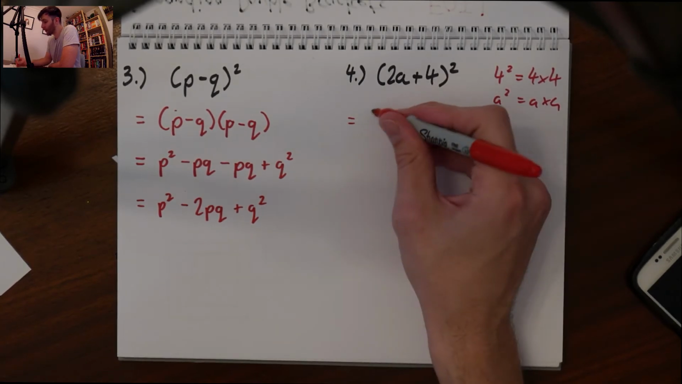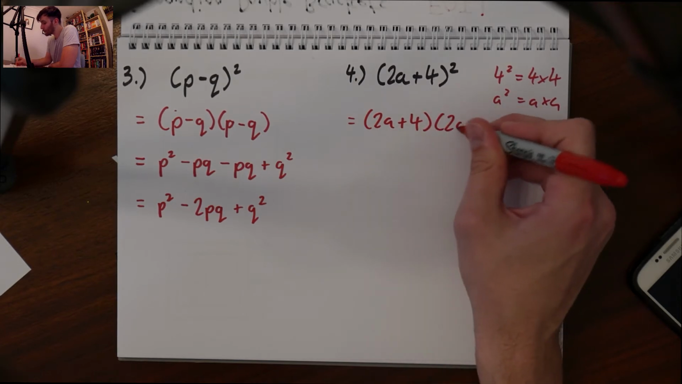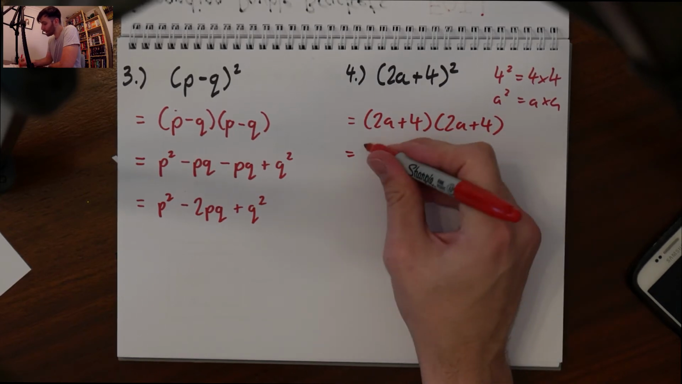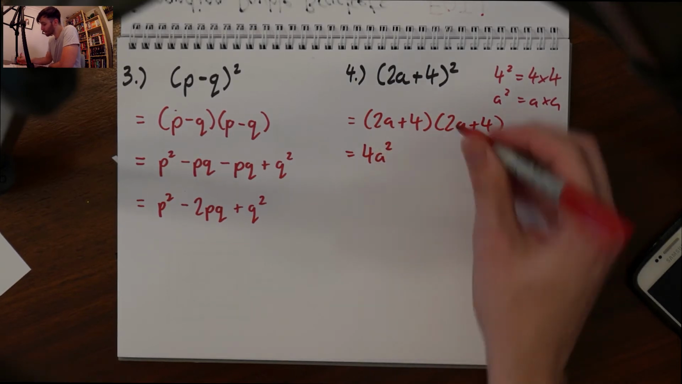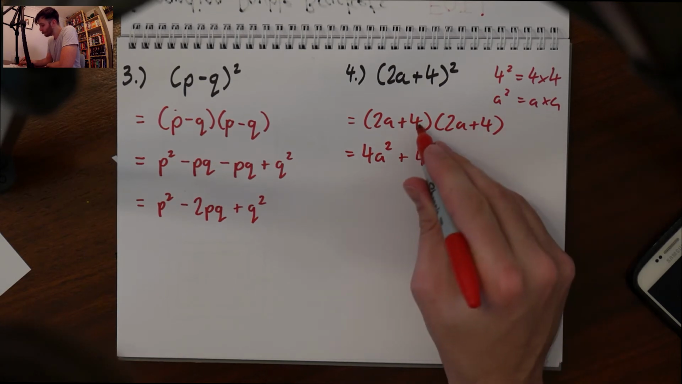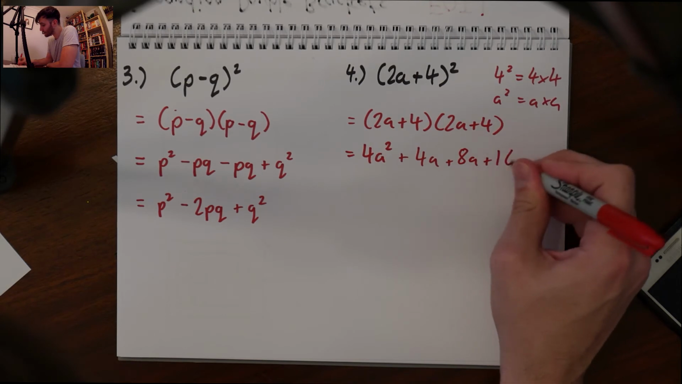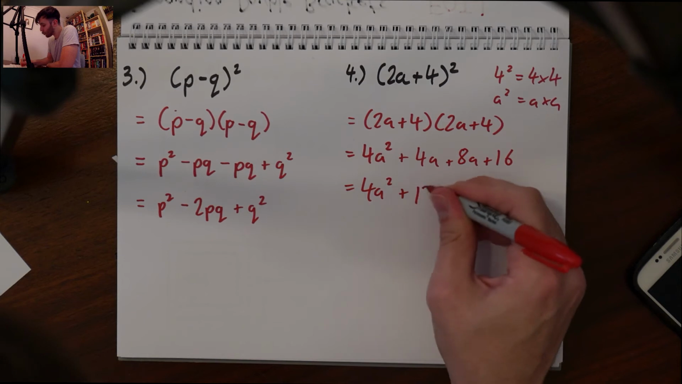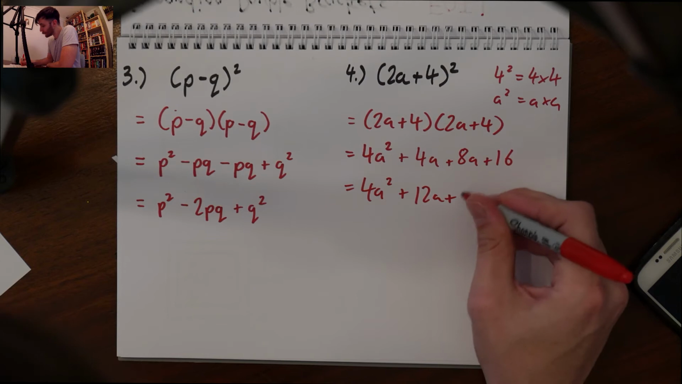2a plus 4 squared is going to be 2a plus 4 multiplied by 2a plus 4. 2a times 2a is, 2 times 2 is 4, and a times a is a squared. 2a times 4 is, excuse me, 8a. 4 times 2a is 8a, and 4 times 4 is 16. Then simplifying, 4a squared plus 12a plus 16.